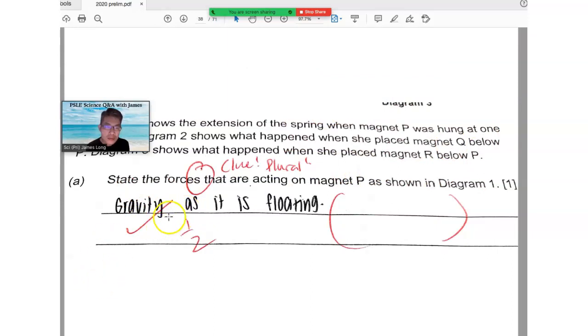So, the other thing is this. Some of you gave just one answer, right? Gravity. But the clue here is forces, that's a clue, plural. So, that tells you there is more than one. So, go find it. If you only have one answer, it means you are missing one of them.